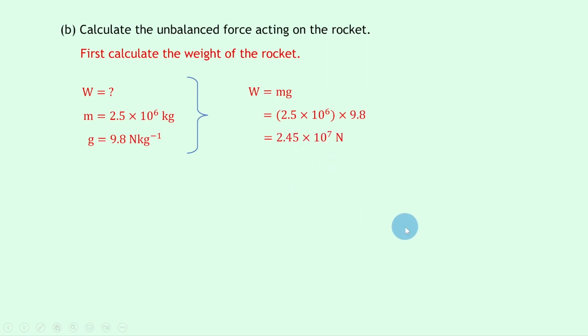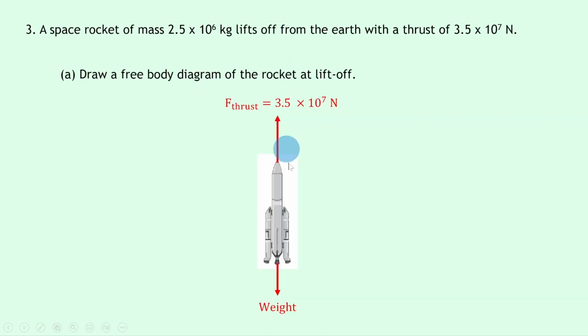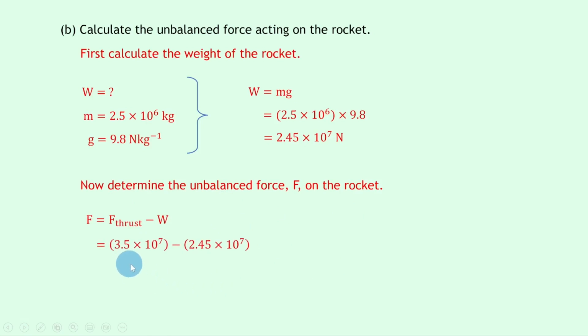Now we have the two vertical forces, we're in a position to determine the unbalanced force F acting on the rocket. So we can simply say that the unbalanced force F is equal to the thrust force minus the weight. And we can see that by looking at the free body diagram. We've just found the weight force, which is smaller than the thrust force, so all we need to do to find the overall force going upwards is to subtract the weight from the thrust force. So putting in the numbers now, we have 3.5 times 10 to the 7 minus 2.45 times 10 to the 7, and putting that into your calculator should give you an answer of 1.1 times 10 to the 7 newtons rounded to 1 decimal place.